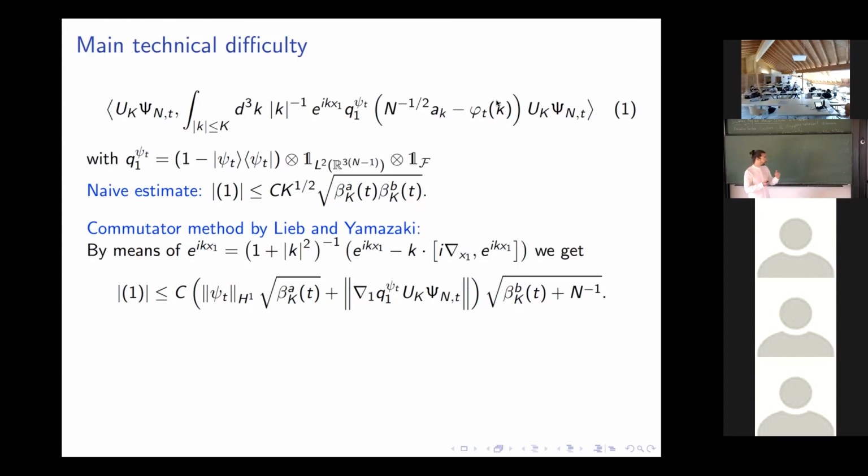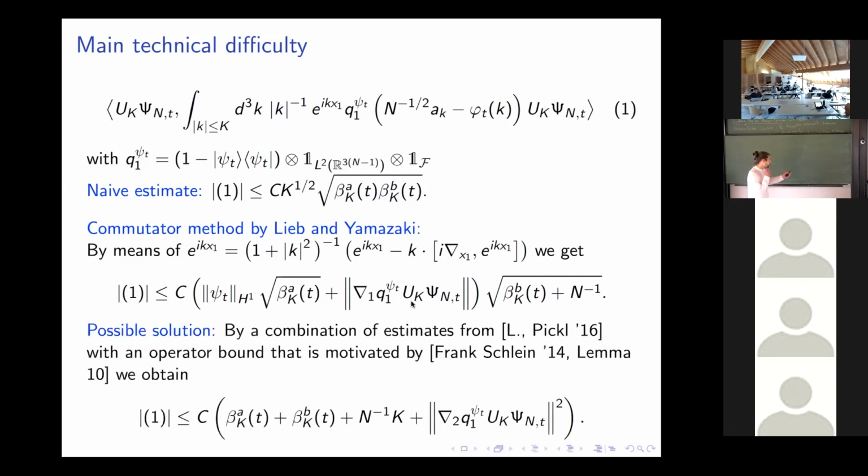Then one can do partial integration with the gradient and apply the Cauchy-Schwarz inequality. However, since the gradient acts on the first particle, we then get a term which goes like the gradient of the first particle, Q1, and the state. And this quantity is difficult to control because it is somehow equivalent to controlling the kinetic energy of the particles not in the condensate. And then we tried to find a way out of this.